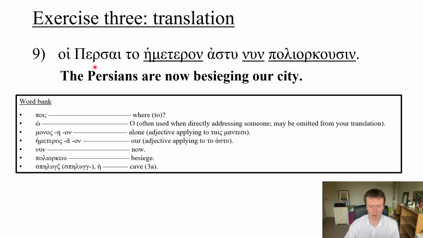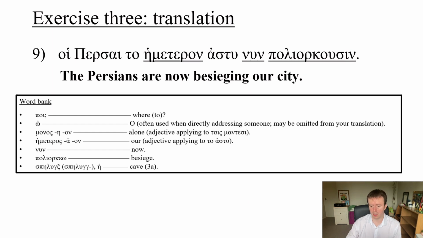So we've got the Persians as a subject, and then we've got our city. When we have the word our, we don't include the in English. So we wouldn't say the even though the definite article is here. We don't say the our city, we just say our city. So the Persians are in the nominative. So we already have a subject, and therefore we can tell that this is going to be accusative. Our city is going to be the direct object. And we have the word nun, which means now. And then we have poliorkousin.